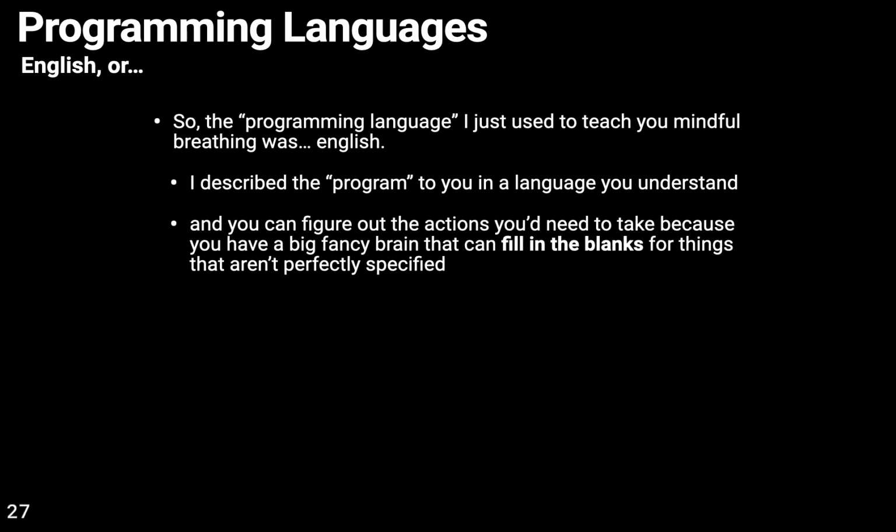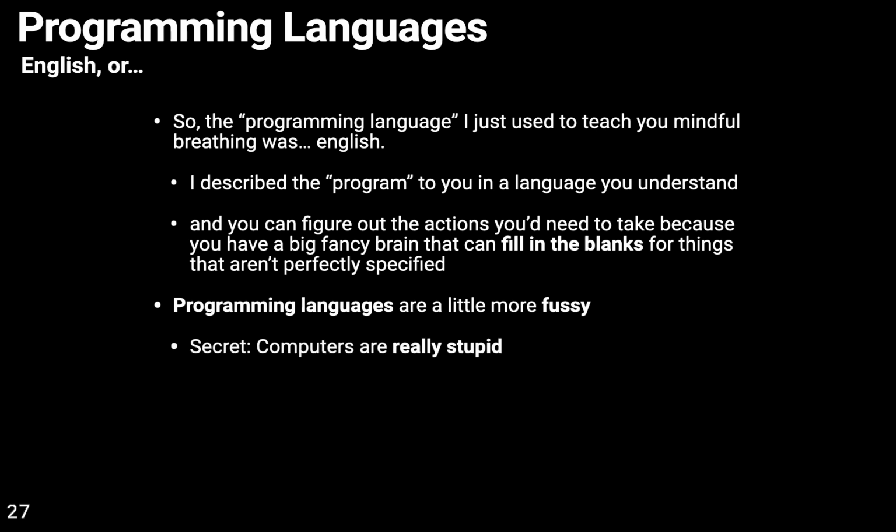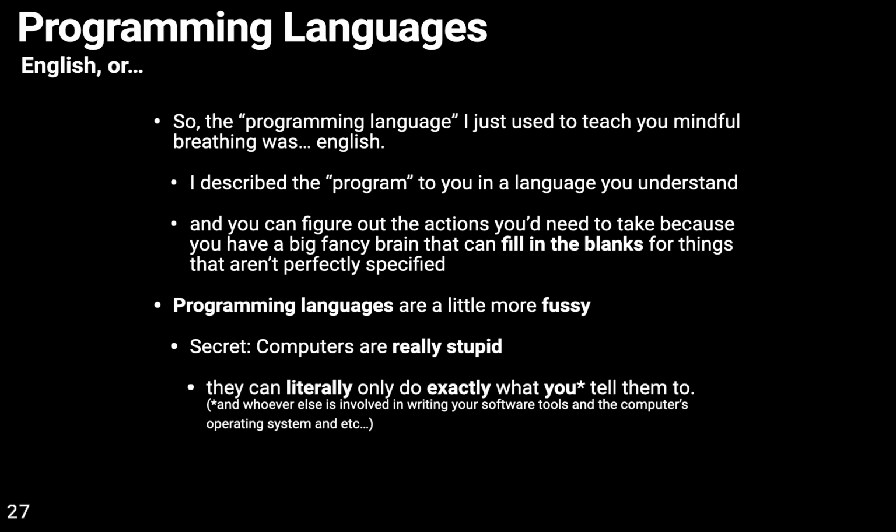And you're able to figure out the actions you'd need to take because you have a big fancy brain that can fill in the blanks for things that aren't already perfectly specified. Programming languages are just a bit more fussy. Here's the secret that you should keep in mind for the rest of your careers. Computers are really stupid. They can literally only do exactly what you tell them to do. Asterisk being that also, obviously, whoever wrote the software you're using and whoever wrote the computer's operating system and all that kind of stuff. There are things, of course, that are outside of your scope. But in a basic sense, computers only do exactly what they were programmed to do.